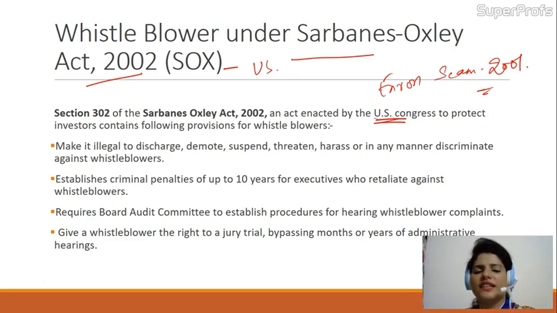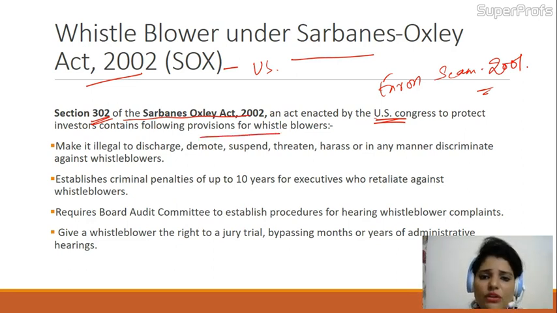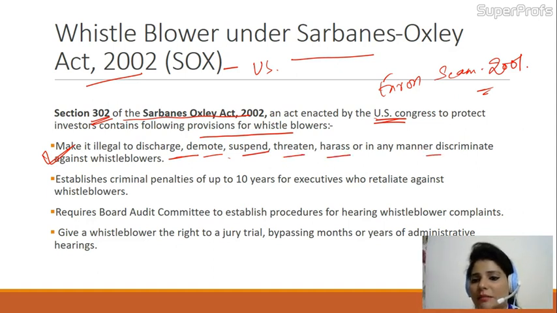So in the Sarbanes-Oxley Act, the need for a whistleblowing policy was recognized, and Section 301 of the Sarbanes-Oxley Act recognizes that, and provides the following provisions for the whistleblower. First one is: make it illegal to discharge, demote, suspend, threaten, harass in any manner, or discriminate against a whistleblower.